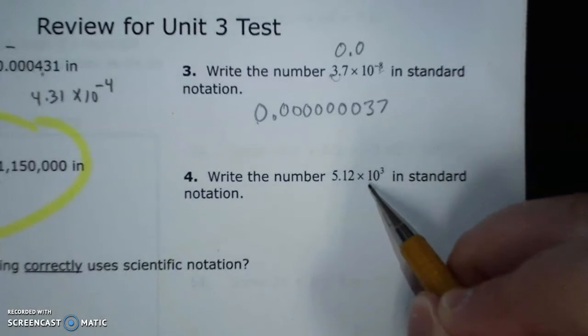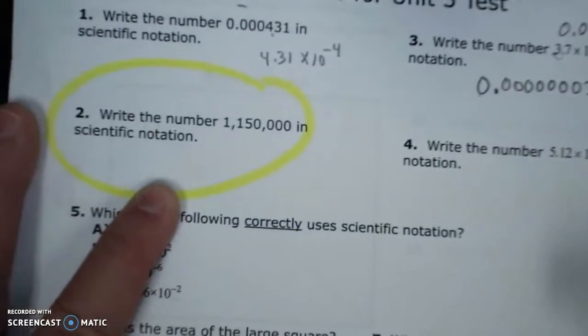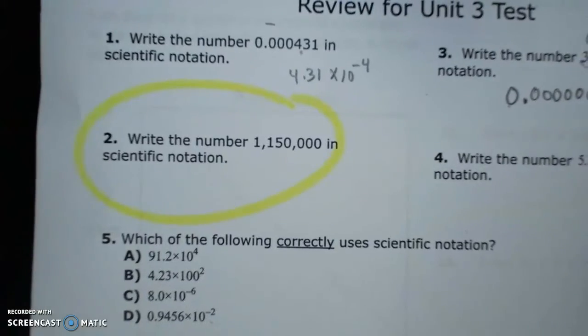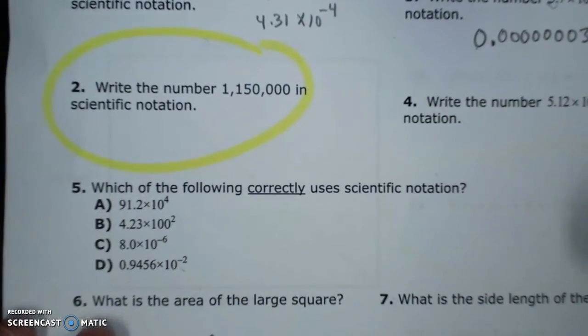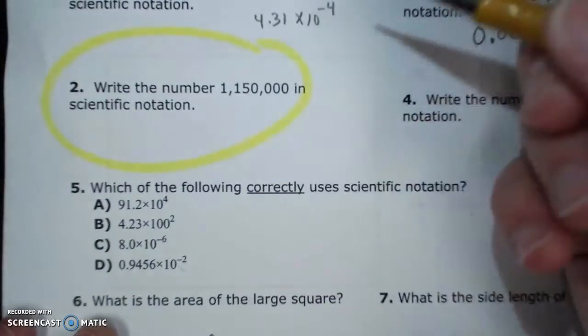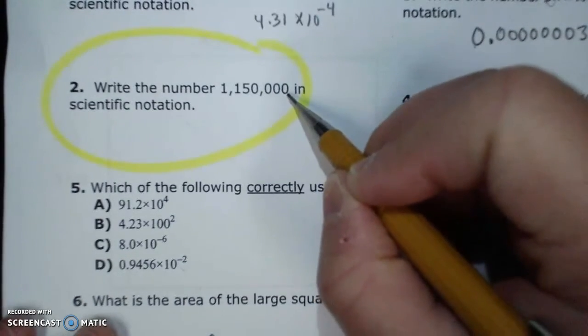Write in standard notation. Oh, let's go to 3. Sorry, I went from 1 to 3 to 4. That's crazy. I'm a math teacher. All right, number 2. No reason there's yellow there. I was doing something else.